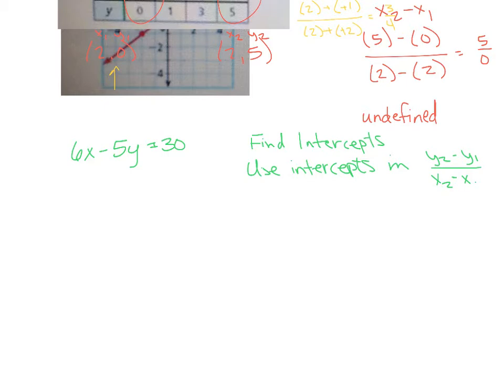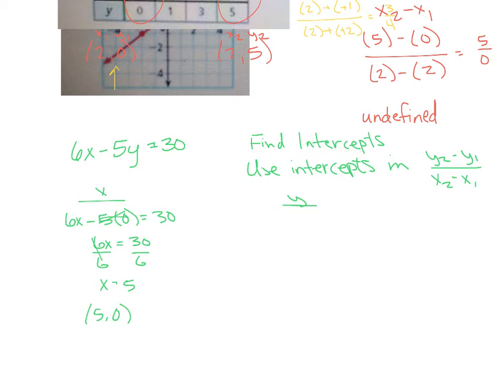Okay, so we're going to find our x-intercept, and then we're going to find our y-intercept. So to find our x-intercept, we replace y with 0. These cancel, and we get 6x equals 30. Divide by 6, and x equals 5. So our x-intercept is (5, 0).